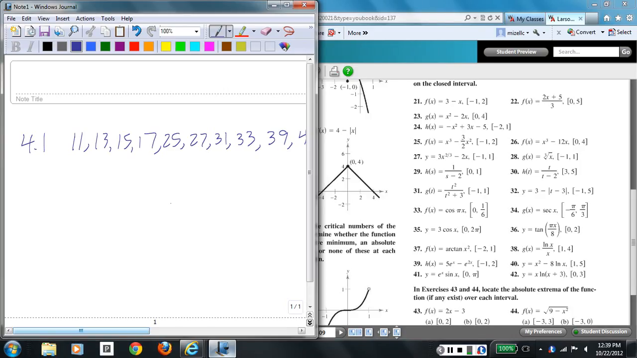So you don't evaluate the function at -7. It's only a critical number if it's in that interval. So sometimes that happens. You have to be on the lookout for those. Probably one like that on the test.